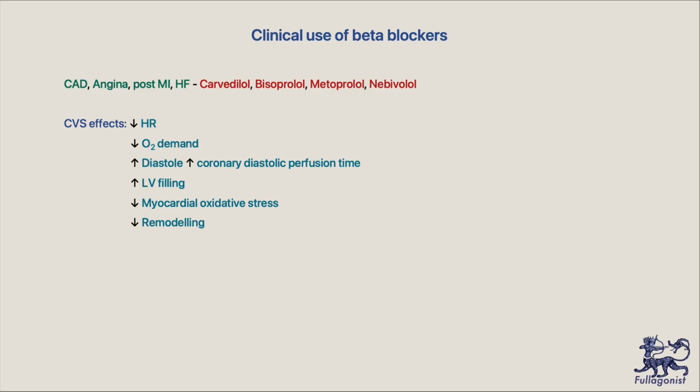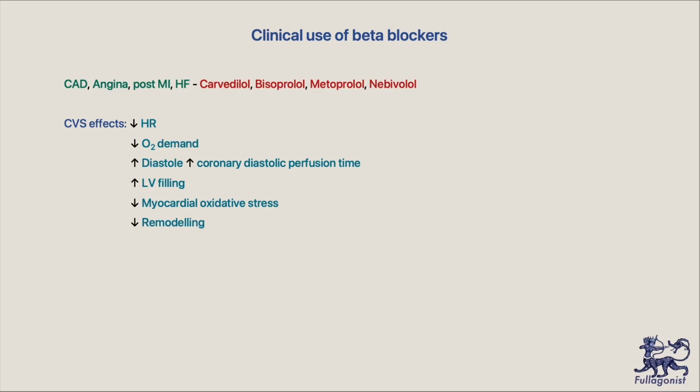We use beta blockers quite often in our clinical practice, and they are particularly important in cardiovascular disorders. They have a prominent effect on the heart. Beta blockers decrease heart rate and myocardial oxygen demand. They prolong diastolic phase and coronary diastolic perfusion time. They prolong filling of the ventricle and reduce myocardial oxidative stress. Beta blockers decrease cardiac remodeling and protect the heart from arrhythmias.